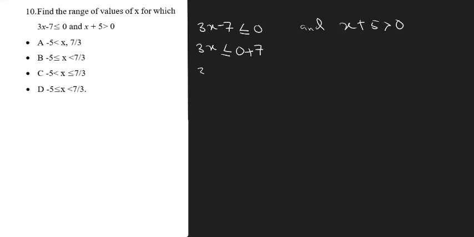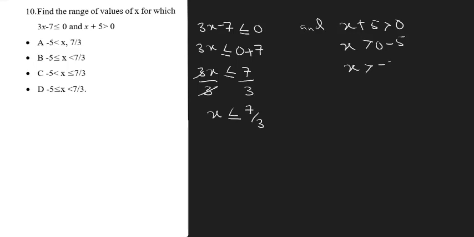So this is the same thing as 3x is less than or equal to 0 plus 7, which of course is 7. So we divide both sides by 3, so this will go with this, right? So we have x here is less than or equal to 7 over 3. Then to this side now, of course, this 5 will move to the other side, it will be minus 5. So it's going to be x greater than 0 minus 5, which is x greater than minus 5. So this is the answer.